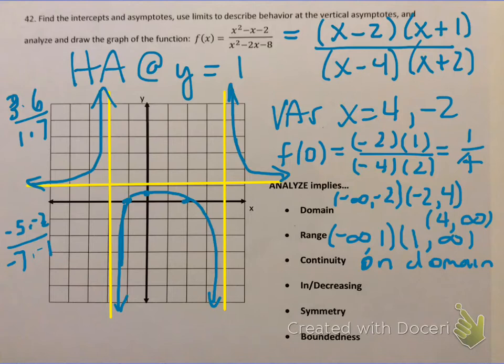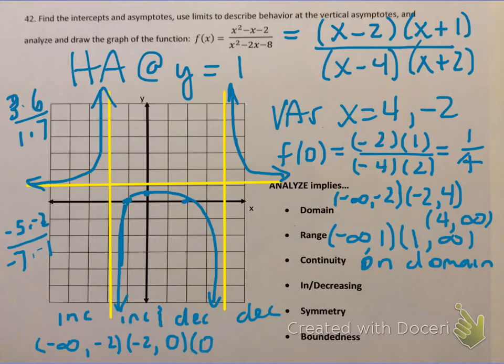That's an O, a terrible one. Alright, and then the increasing, decreasing. We have increasing on this interval, and in fact increasing on this interval till somewhere along in here, and then decreasing, and then decreasing again. So that would be from negative infinity to negative 2, and then from negative 2 to somewhere around, hard to tell on my picture, the way I've sketched it, I would say around 0, and then from 0 to 4, and then from 4 to infinity.